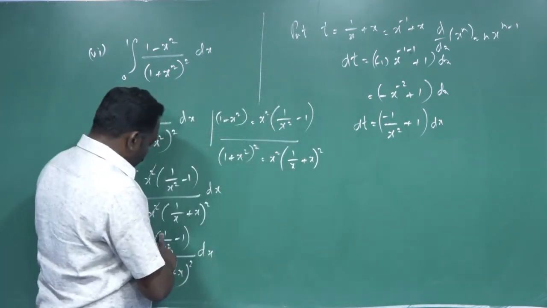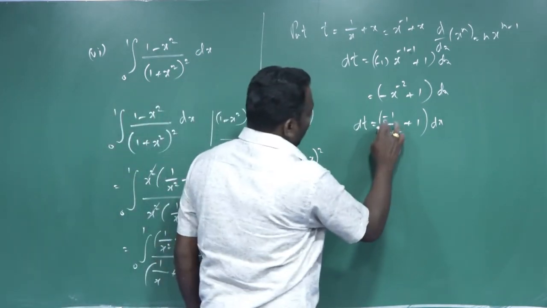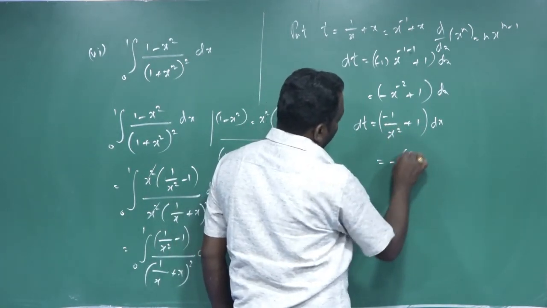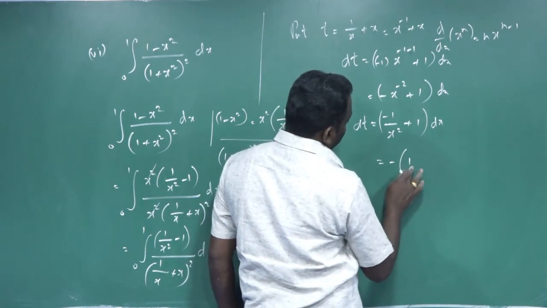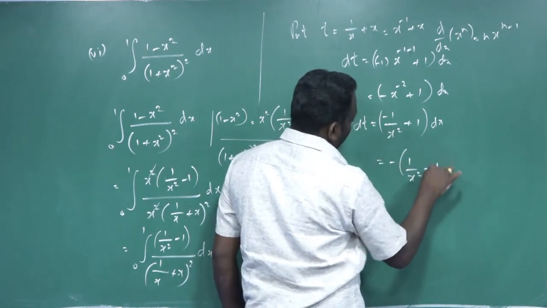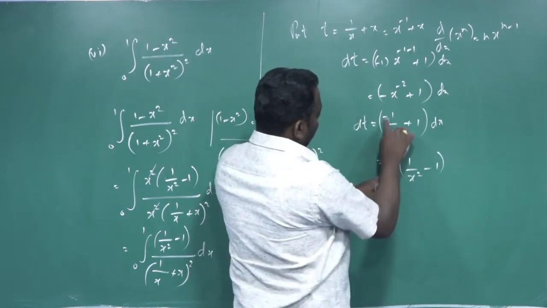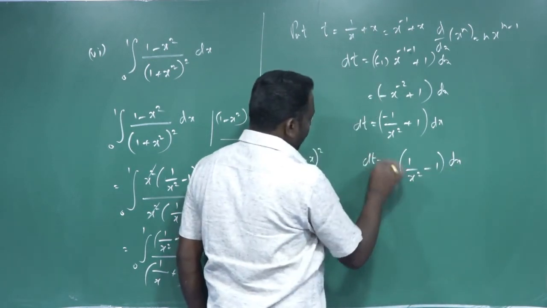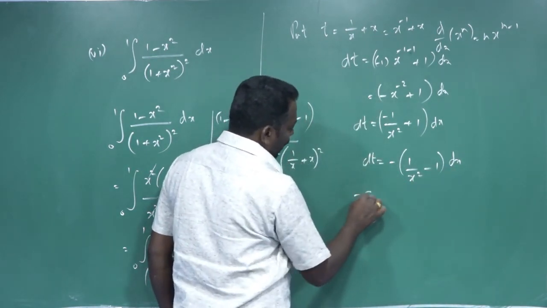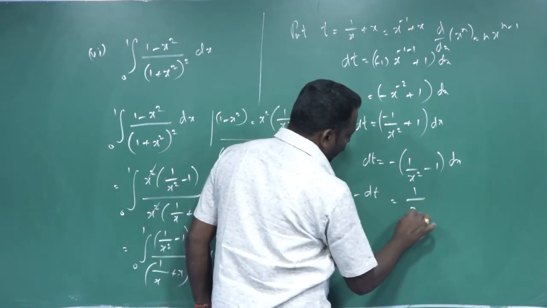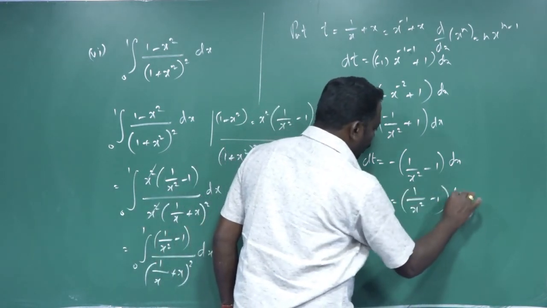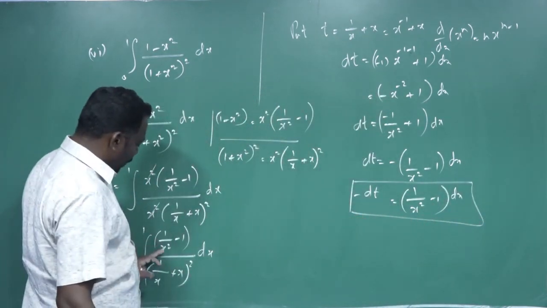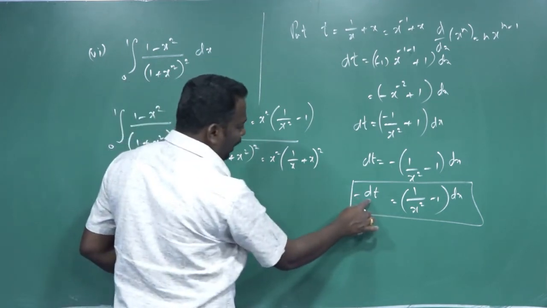So we have the term 1 by x square minus 1, but we have minus 1 by x square plus 1. If you take minus common in the bracket, minus becomes plus 1 by x square minus 1. Minus into plus gives minus, 1 by x square minus 1, into dx, that is equal to dt. Now multiplying the minus on the left-hand side, minus dt is equal to 1 by x square minus 1 into dx. See, in the numerator we have 1 by x square minus 1 into dx, that we have to replace with minus dt.